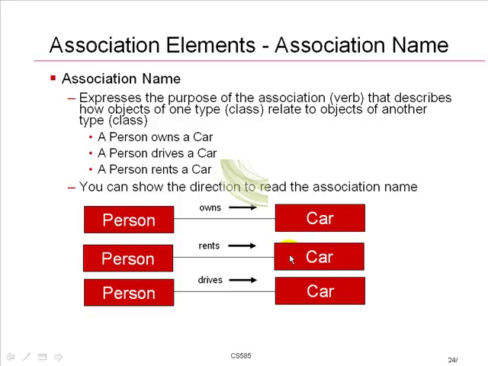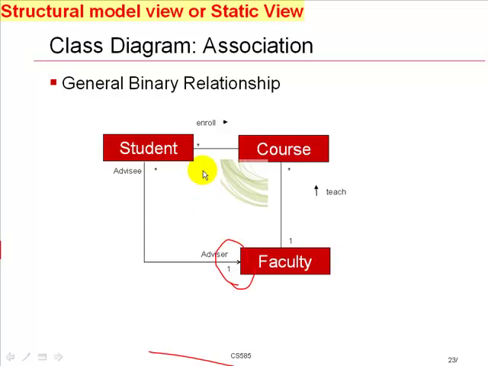Now, we're going to get fancy on a class diagram. We have an association, which is the line that connects two classes. An association could have a name. Take, for example, the association between student and course, which has a name called enroll. An association could also have a direction. You see this arrow? That's the direction of reading. So I can't read it as course enroll student. It has to be read as student enrolls in a course. Faculty teaches a course.